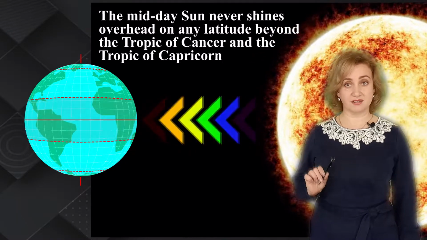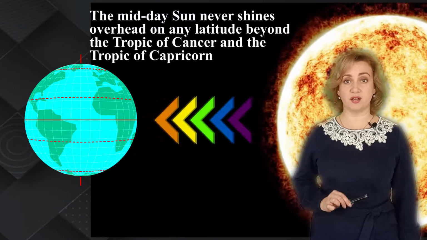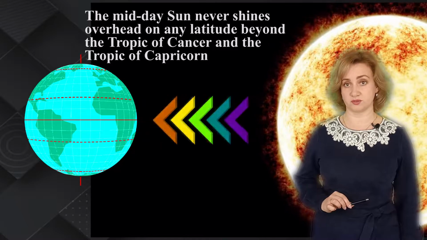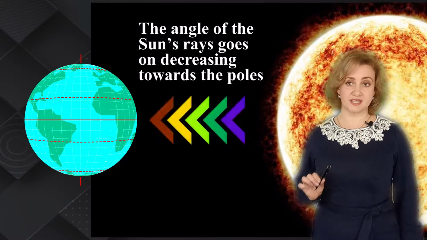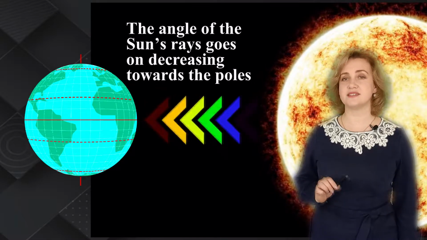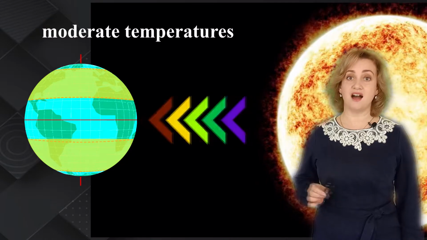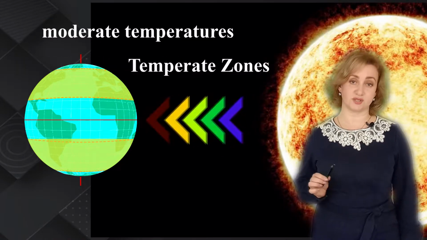The midday sun never shines overhead on any latitude beyond the Tropic of Cancer and the Tropic of Capricorn. The angle of the sun's rays goes on decreasing towards the poles. As such, the areas bounded by the Tropic of Cancer and the Arctic Circle in the Northern Hemisphere and the Tropic of Capricorn and the Antarctic Circle in the Southern Hemisphere have moderate temperatures. These are therefore called temperate zones.